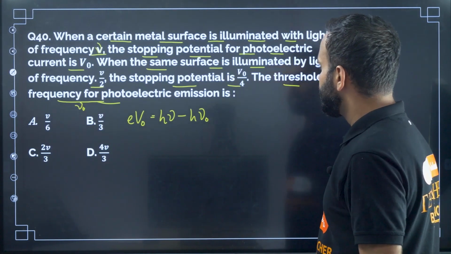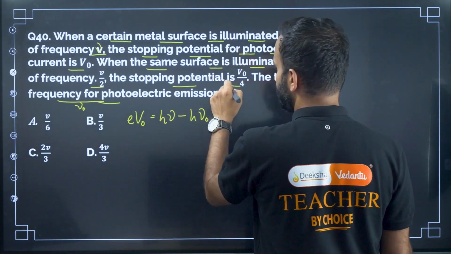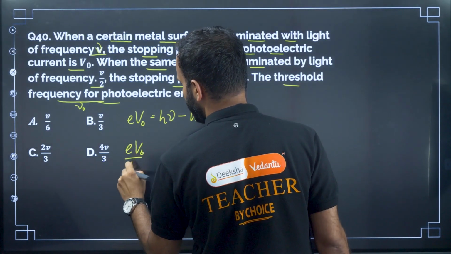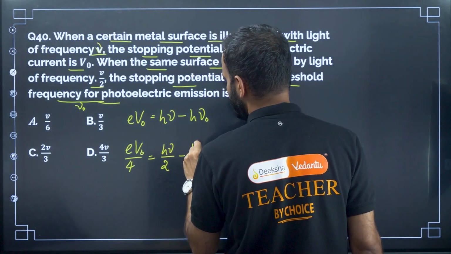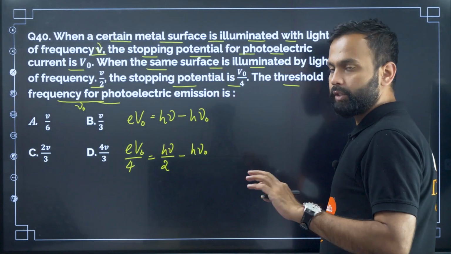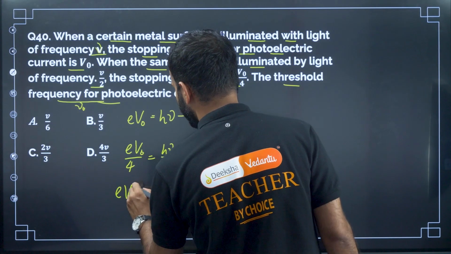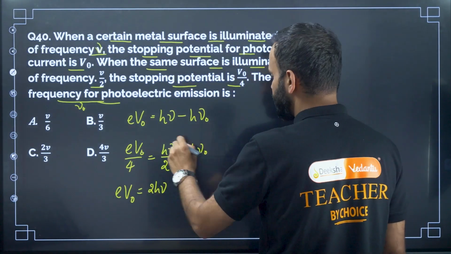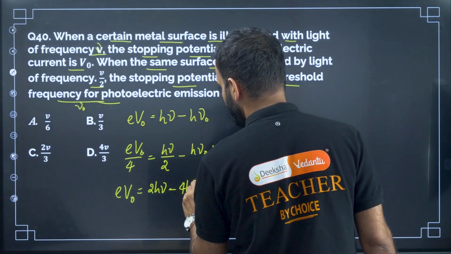In the second case, the frequency of the incident light is nu by 2, and the stopping potential is V naught by 4. So E into V naught by 4 is equal to h nu divided by 2 minus h nu naught. The threshold frequency does not change. Now E V naught is equal to 2h nu minus 4 times h nu naught, rewriting this equation.